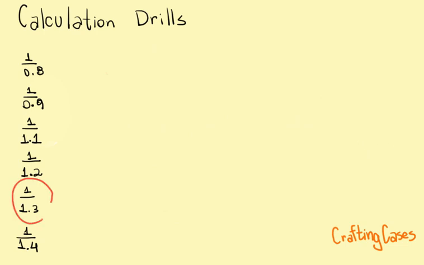Here, 1 over 1.3, that's quite simple. Know it by heart. 1 over 1.3 is 77%. I almost always round it down to 75%. It's much easier to use.